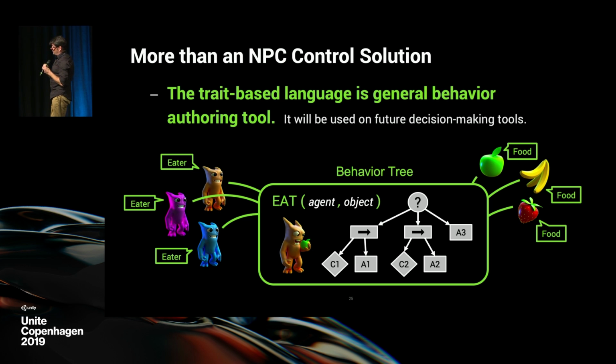the trait-based language is a general behavior authoring tool. Remember the idea? You just tag an object to say that this object can be involved in that behavior. It doesn't have to be a planner. It could be a behavior tree. So we're currently working on an implementation of behavior trees that would accept parameters, objects with traits. And in our vision, many of the game AI tools we're going to be developing will be going through that.